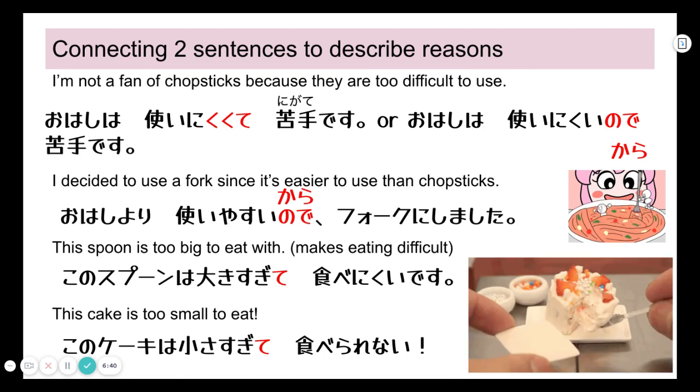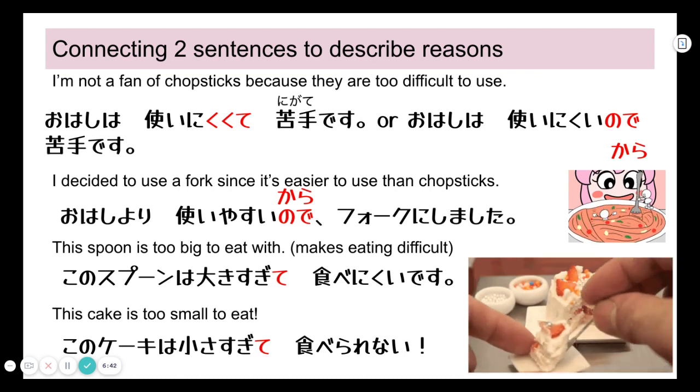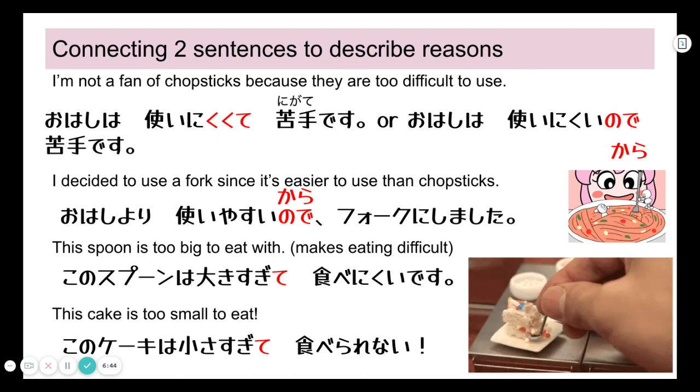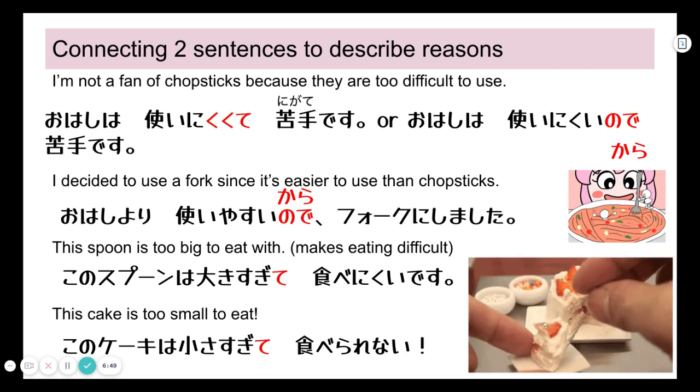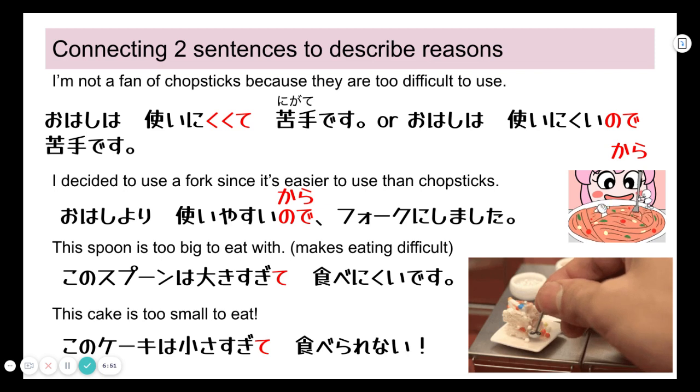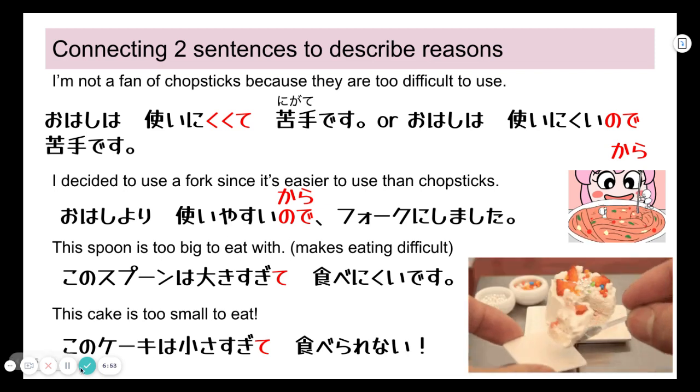Okay, so that's it for today. I hope you understand what I tried to convey. Go ahead and pause the video, go back, and kind of go through the morphing process, if you will.